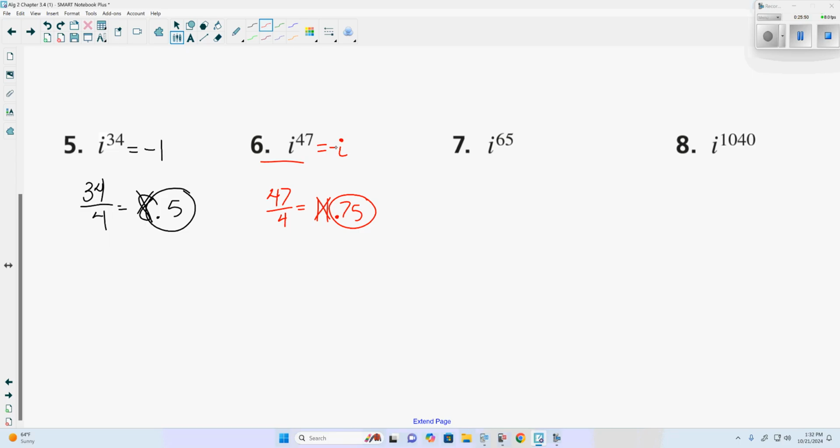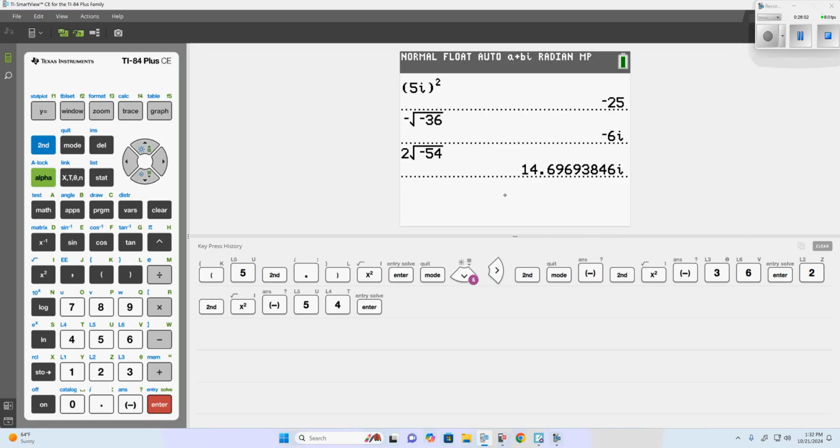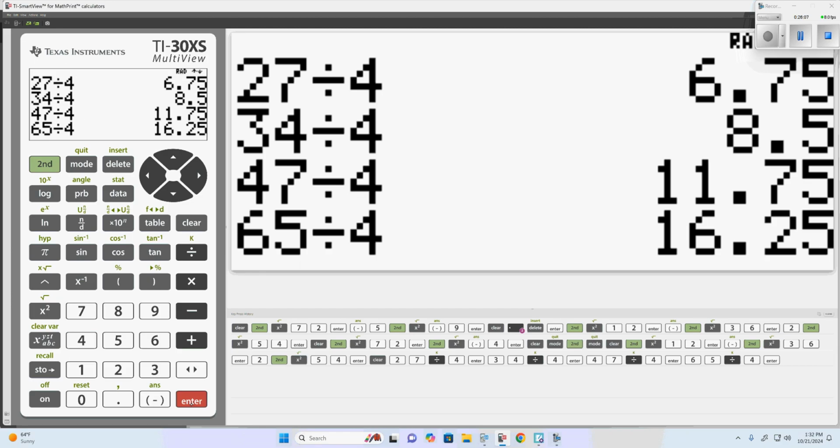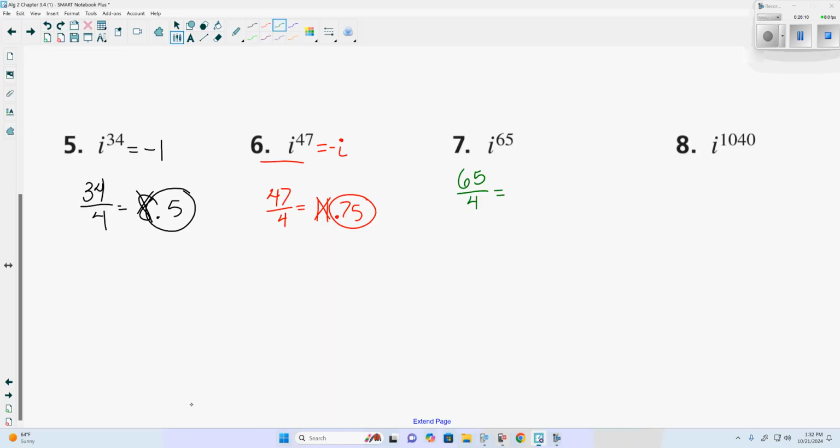Let's look at the next one, i to the 65th. For this one here, we would take 65 and divide it by 4. And 65 divided by 4 is 16.25. And the 0.25 tells us that this reduces to i. Questions on this here? Questions on anything we've done so far?